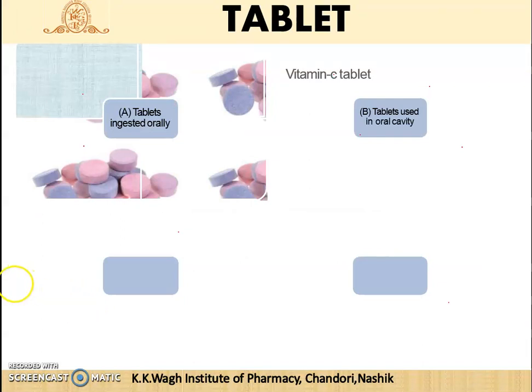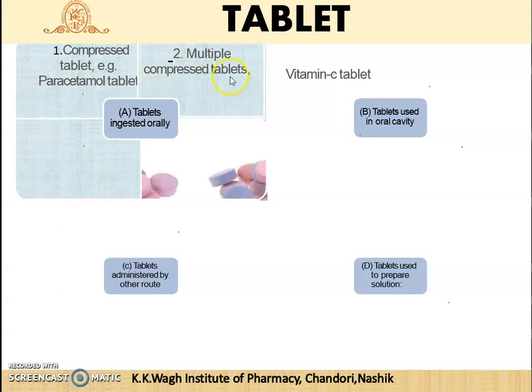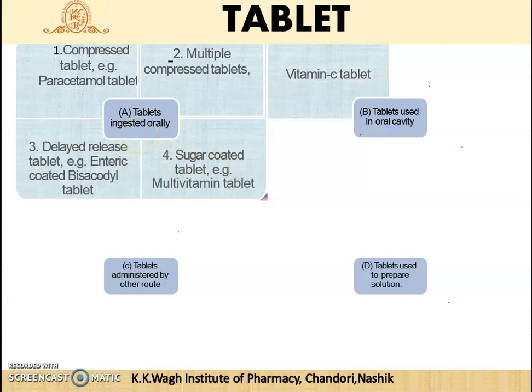Then we can see the types of tablets. There are majorly 4 types of tablets: tablets ingested orally, tablets used in the oral cavity, tablets administered by other routes, and tablets used to prepare solutions. Among tablets ingested orally, the first one is compressed tablets, an example of which is paracetamol tablet, then multiple compressed tablets. The third one is delayed release tablets, that is enteric coated tablets. The fourth type ingested orally is sugar coated tablet. An example of it is multivitamin tablet.